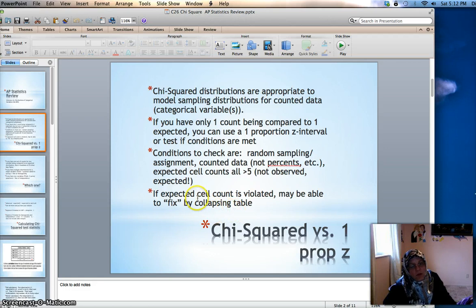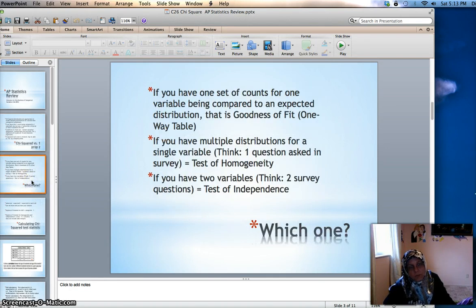Now, if the expected cell count condition is violated, you may be able to fix that by collapsing the table, like combining two categories, if it would make sense to do so, and then go ahead and redo the whole inference with your new table.